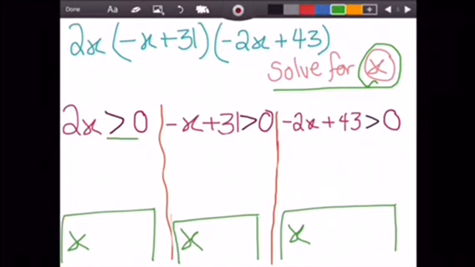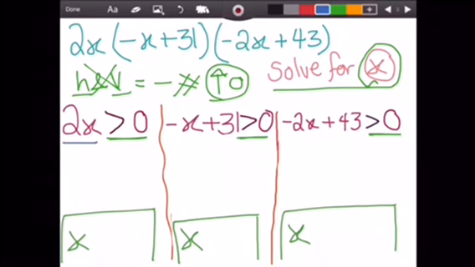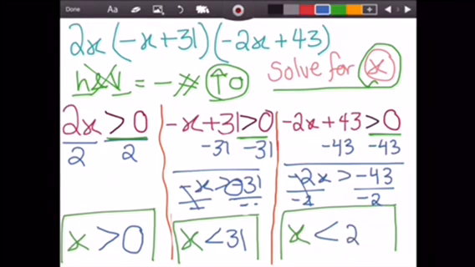So as you can see, this is our equation, and if you notice, all of them are greater than 0, because h and v, the height and the volume, can never be equal to a negative number. The number should be greater than 0 to be a height or a volume. So we'll now just do the calculations to figure out our three possible values, which are x greater than 0, x less than 31, and x less than 21.5.